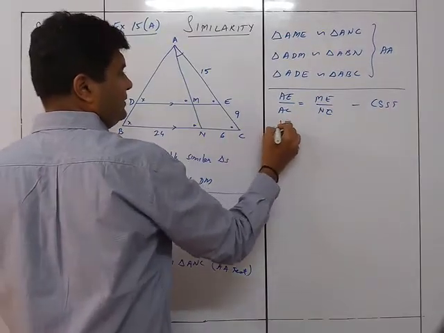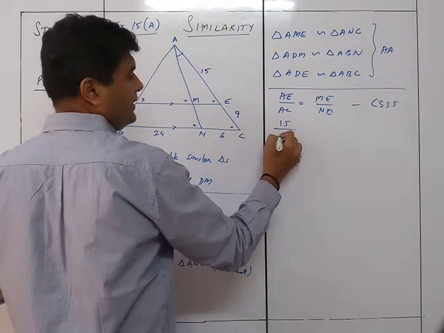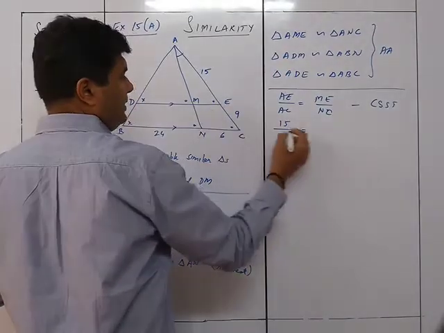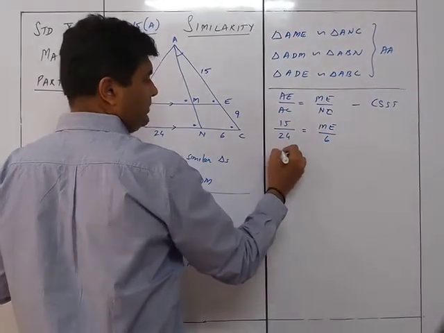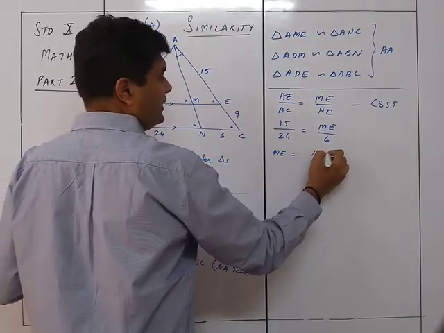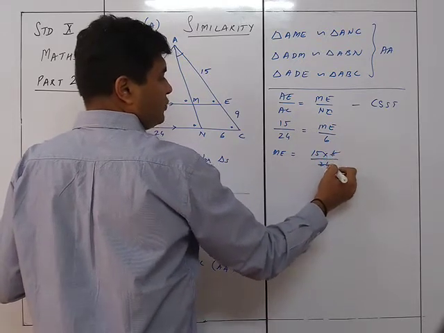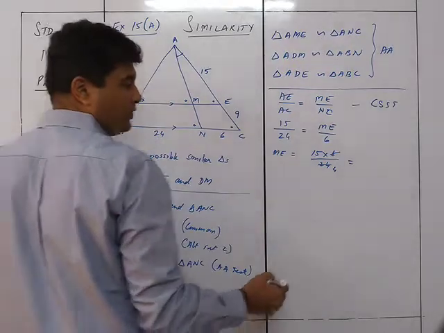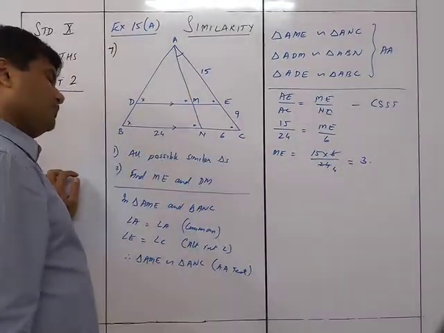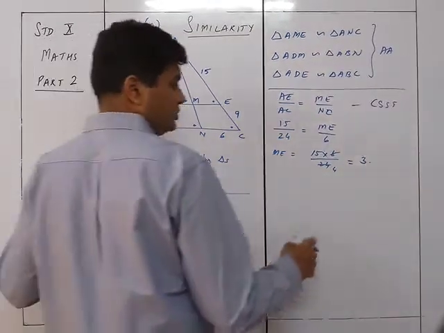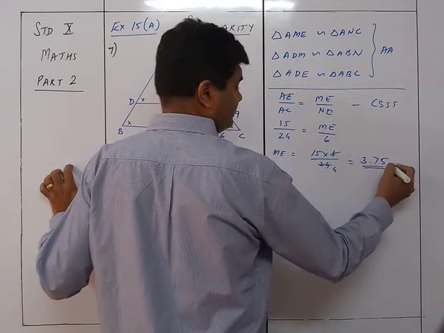AE is 15 and AC is 15 plus 9, that is 24. ME is what we need to find out, where NC is 6. So ME is equal to 15 into 6 upon 24. 6 fours, that is 15 upon 4, that will be giving us 3.75 centimeters.